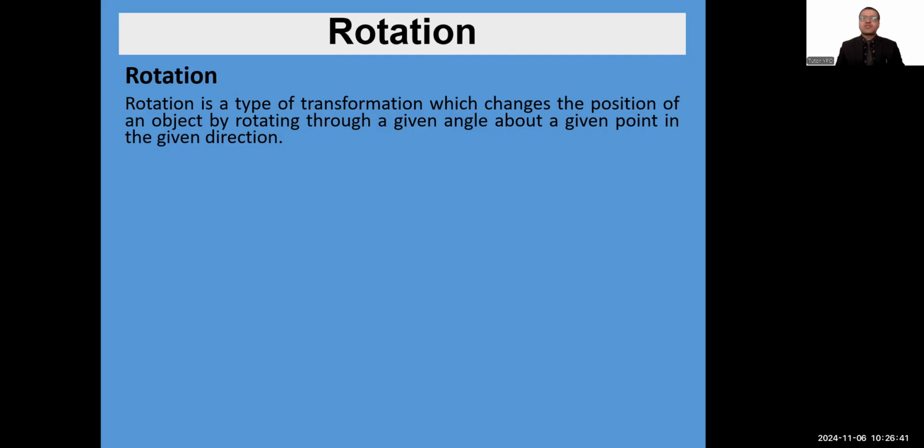About a given point means which point is considered as the center point, so that from that center point we can rotate. So center point. And next one is in the given direction. Which direction to move? This direction, clockwise direction, or anti-clockwise direction? So 3 points are very important in rotation.